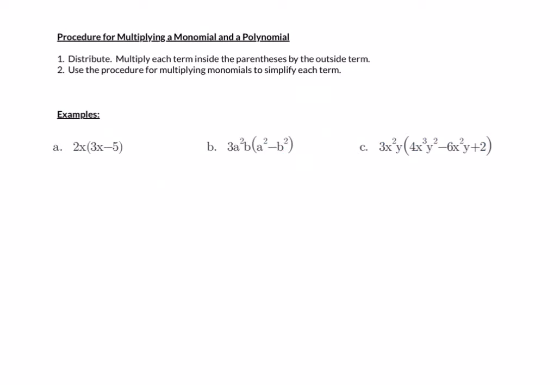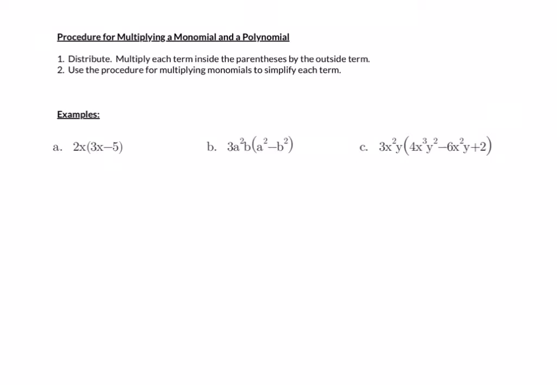The next thing we want to talk about is multiplying a monomial and a polynomial. And we've already really done this, except for our monomial has been just a number. In order to do this, we want to distribute, so we want to multiply each term inside the parentheses by the outside term. And from there, we want to use the procedure for multiplying monomials to simplify each term. So let's look at some examples.